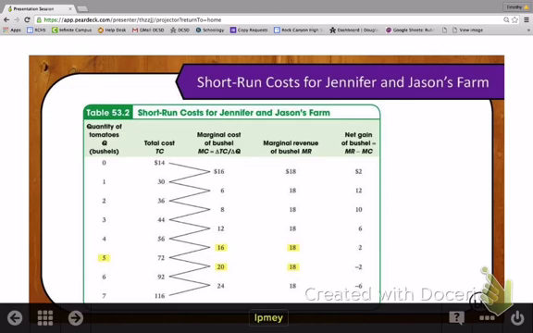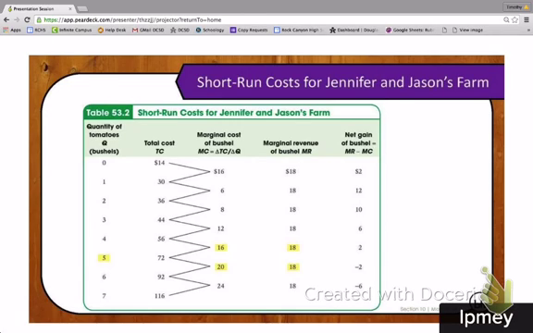Here you see it again with Jennifer and Jason's farm. You see their short-run costs, you see their total cost, and you see the quantity that they should produce is 5. Now, you might look at this and say, oh, but marginal cost is never equal to marginal revenue. When we go from 4 to 5 bushels of tomatoes, marginal revenue is 18, marginal cost is 16, so we should produce that.